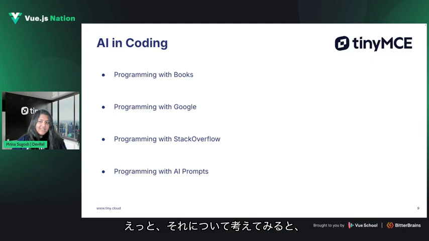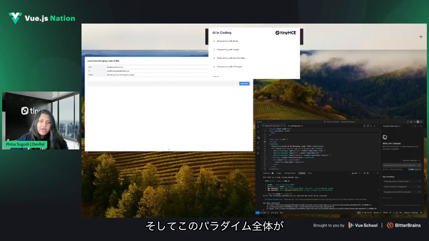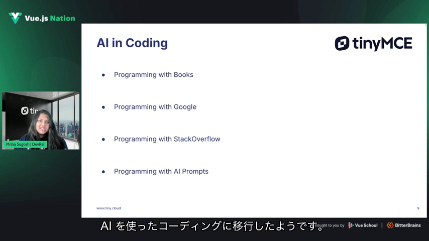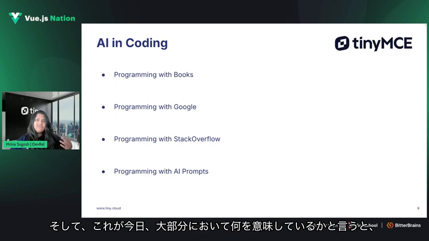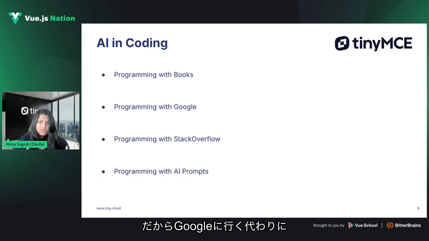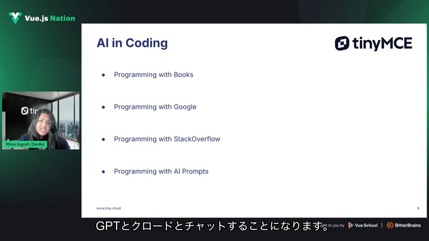When you've thought about that, think about you as a developer, right? And I think this whole paradigm of AI has sort of shifted into coding with AI. And really what this means to a large extent today is using large language models as your first point of contact when it comes to solving coding challenges. So instead of going to Google to search for how to code XYZ, you would go to ChatGPT and Claude.